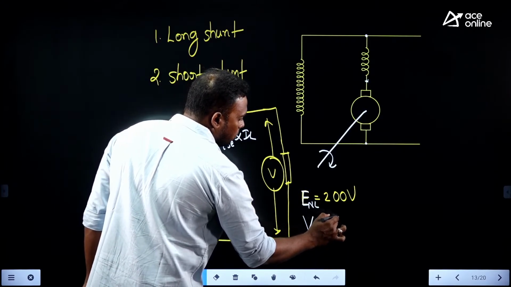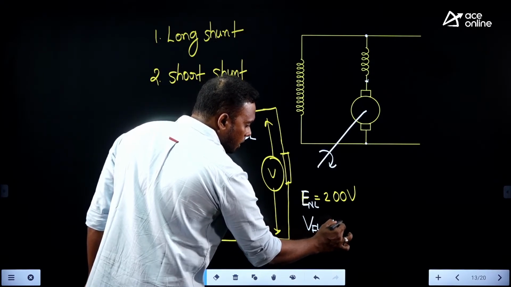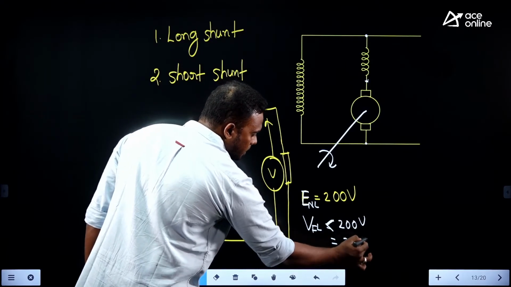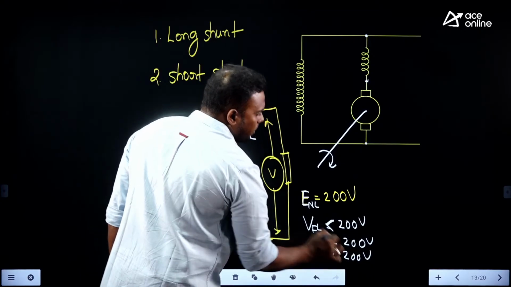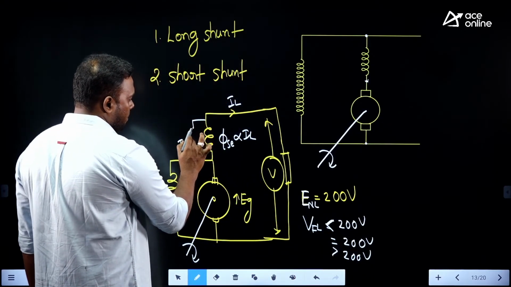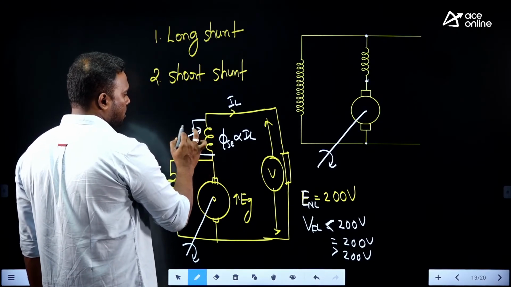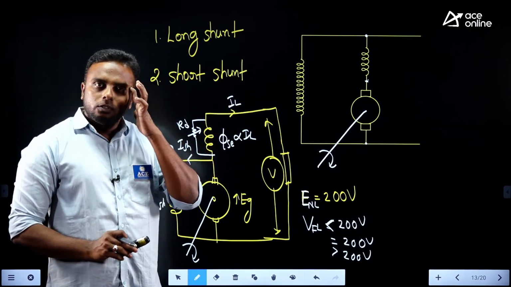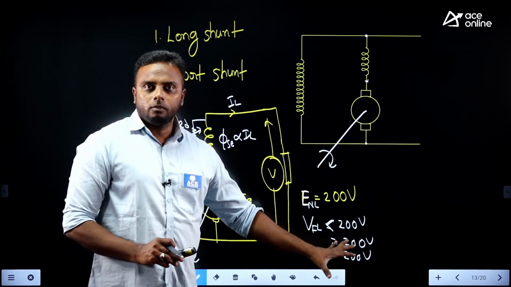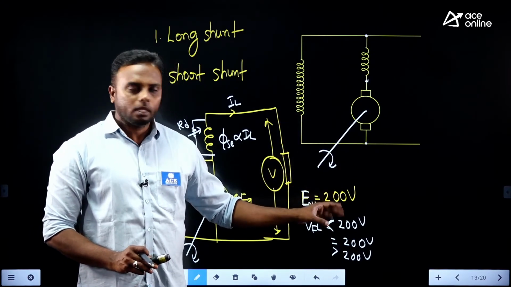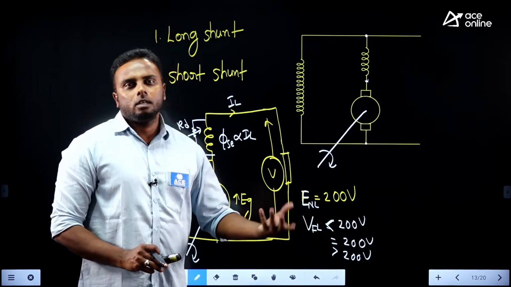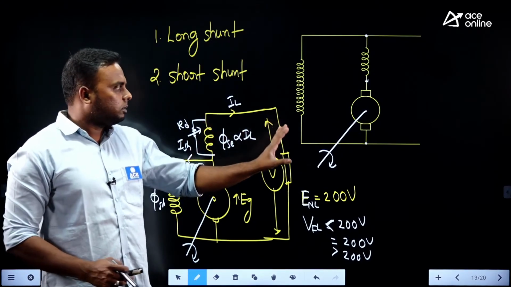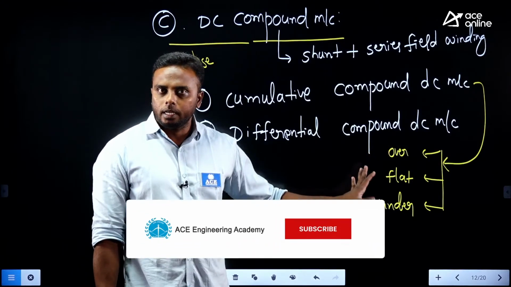Now let us check what is the full load voltage value. This may be less than 200, or we may achieve it equal to 200, or we may achieve it greater than 200. These are all possible only when we keep a diverter across the series field winding. So put one diverter here and change the value of this diverter from minimum to maximum value. During that variation we get these three types. Full load voltage may be more than the no load voltage of 200, less than 200, or equal to 200, which we can achieve by changing this diverter. So this diverter is very important to achieve the three types of compound machines: over, flat, under.